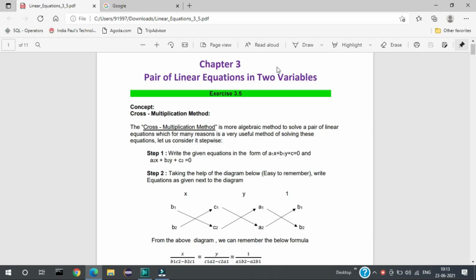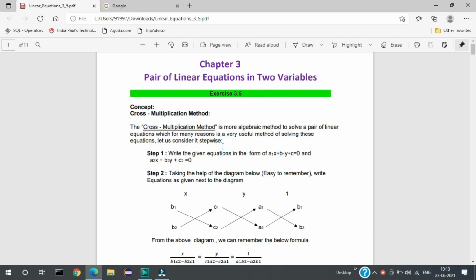Chapter 3, Pair of linear equations in two variables. Coming to exercise 3.5, concept: cross multiplication method. The cross multiplication method is a more algebraic method to solve a pair of linear equations, which for many reasons is a very useful method of solving these equations.